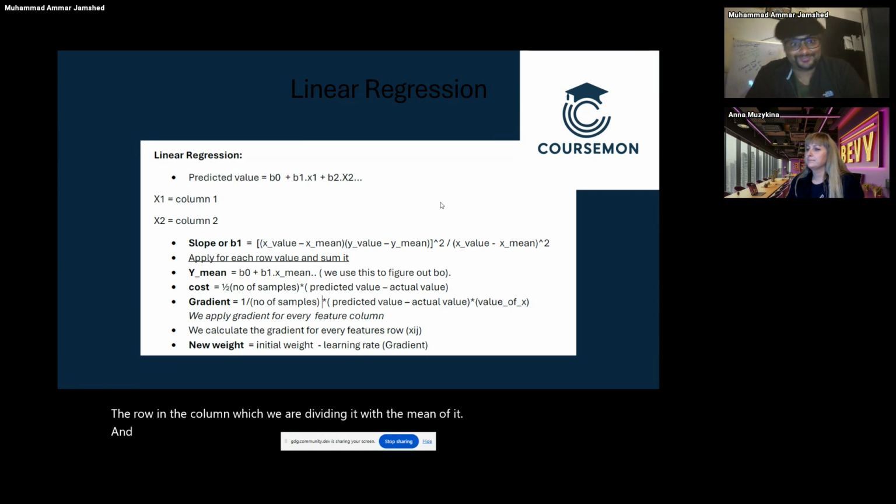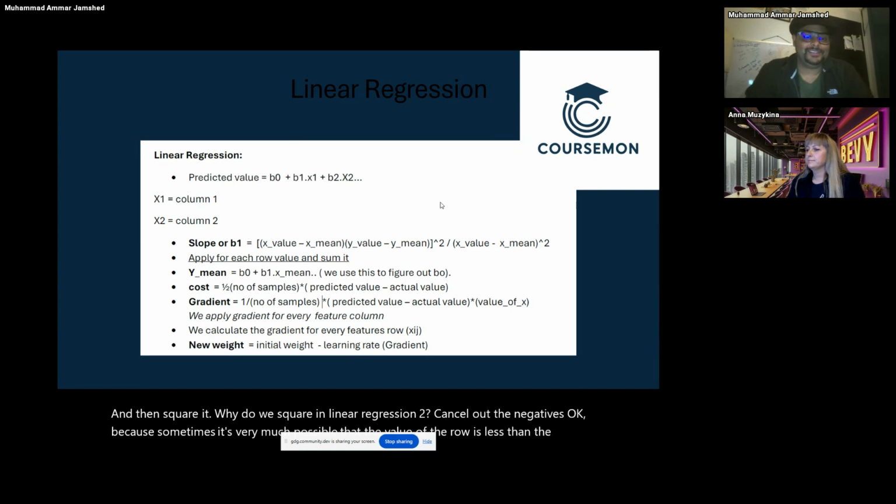Why do we square in linear regression? To cancel out the negatives. Sometimes it's very much possible that the value of the row is less than the mean, and that ends up affecting us in aggregating it, right? But we have to aggregate every value's difference, right? So we have to square it to basically negate the subtraction effect on our slope.